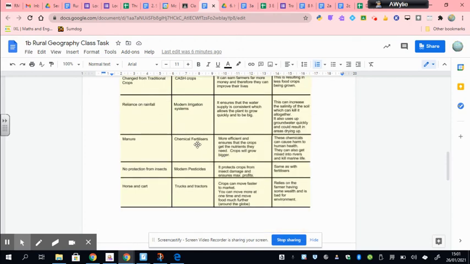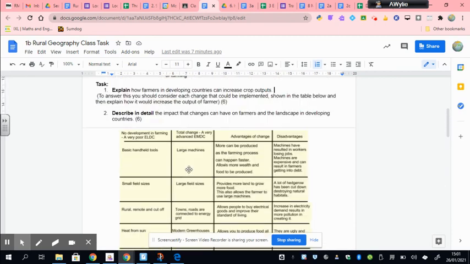And two more changes that I'll quickly refer to. We can put them together. Farmers are increasingly using more fertilizers, which means crops grow quicker and more effectively. And they're also increasingly using more pesticides, which offers a natural protection to the crop from insects and reduces the amount that's lost to insect damage, which increases farmers' profits.